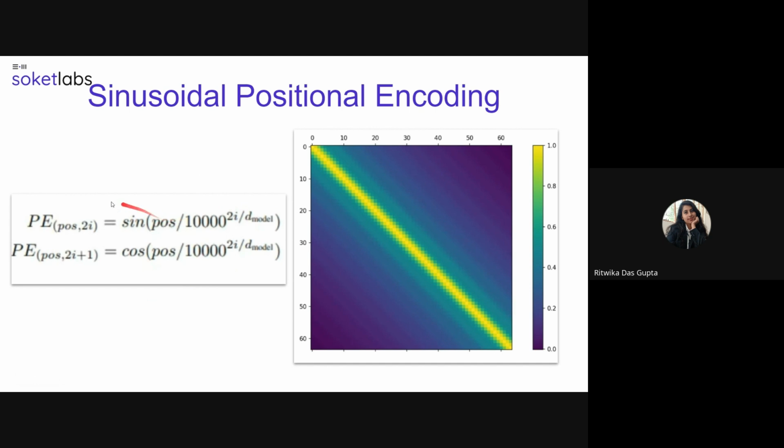So this is the formula to calculate, for each sine and cosine wave, the odd position and the even position of the wavelength of a particular frequency.